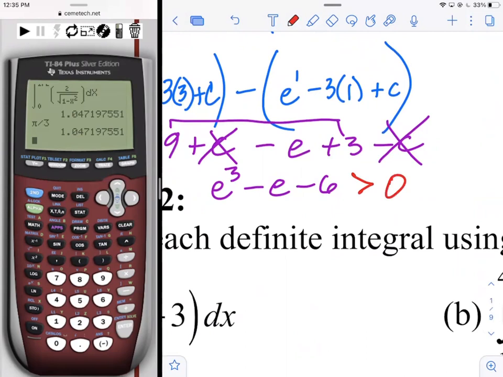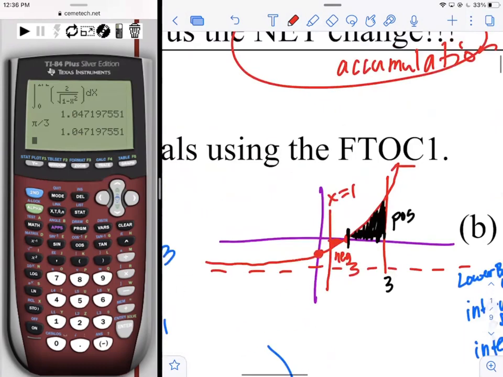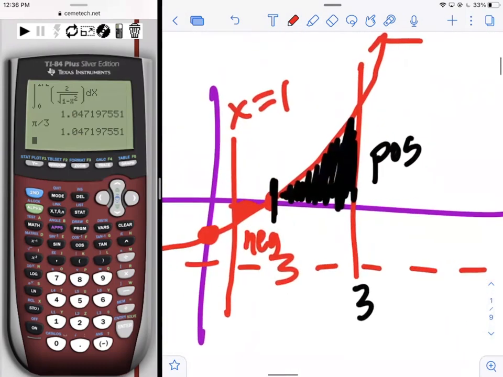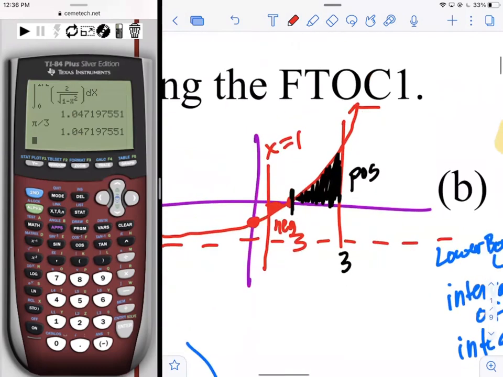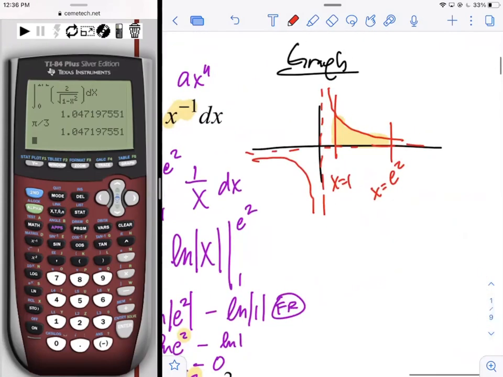27 minus 3 minus 6. That's going to be what? I don't know. It's still going to be positive, like 18, 19. But that doesn't equal the area, even though it's positive, because the graph wasn't entirely positive on the entire interval. So you've got to be careful. Just because the integral gives you a positive number doesn't mean that it can also represent the area. But in this case, it does.